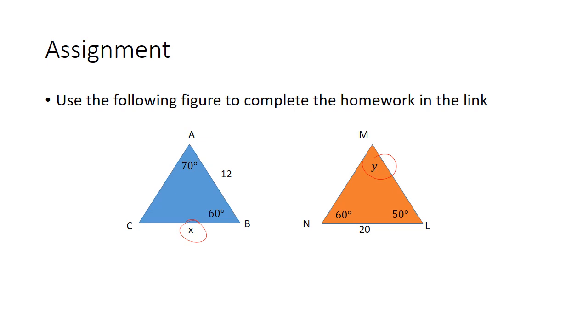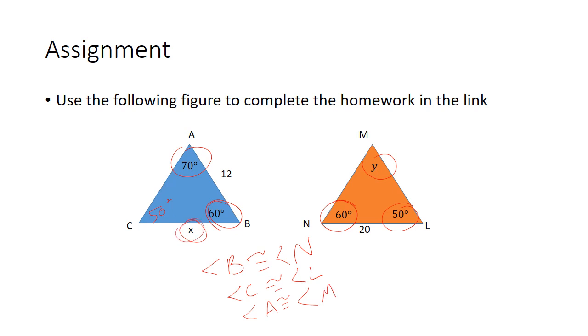So set up your congruent triangles, figure out what corresponds to what, which should be pretty easy, especially since you can see this 60 degrees and this 60 degrees, so you know angle B is congruent to angle N. Now because this is 50 and that's 70, those are clearly not congruent, so we would say that this one is probably 50 degrees. So we could say that angle C is congruent to angle L, and angle A is congruent to angle M. From there you should be able to figure out what your x is and what your y is.